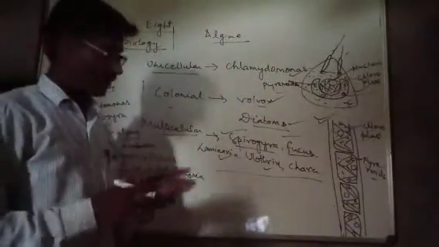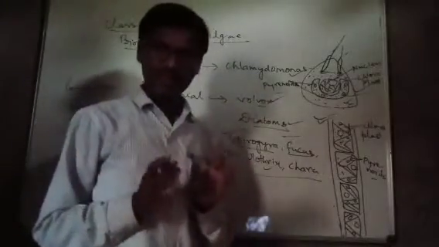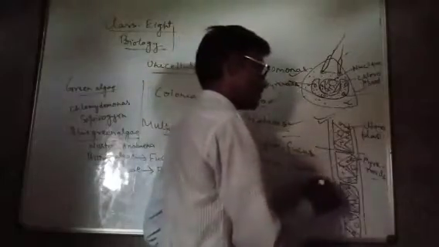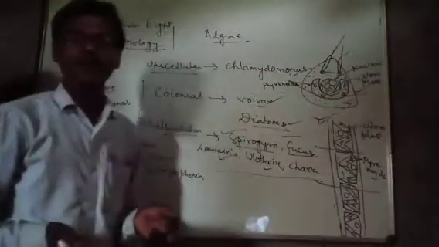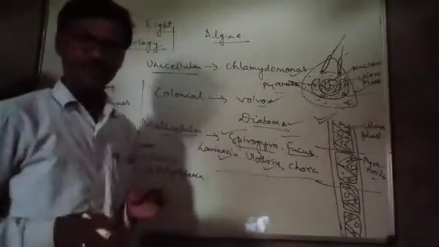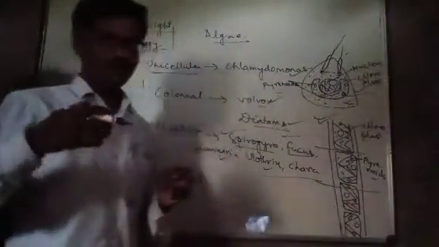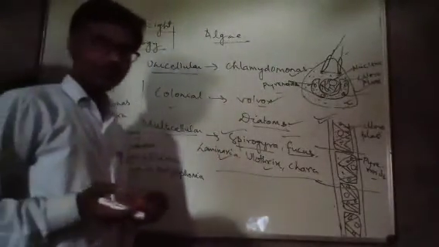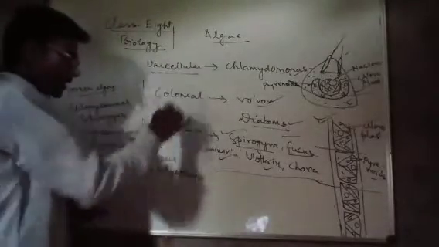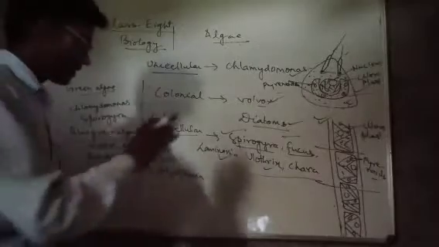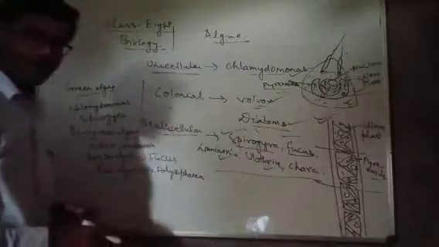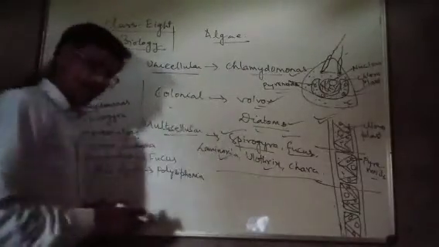Spirogyra reproduces by fragmentation. The filament of Spirogyra is split into parts and each part gives rise to a new Spirogyra. In detail, reproduction in Spirogyra we will discuss later on. So, unicellular algae, multicellular algae, some common examples I presented here.